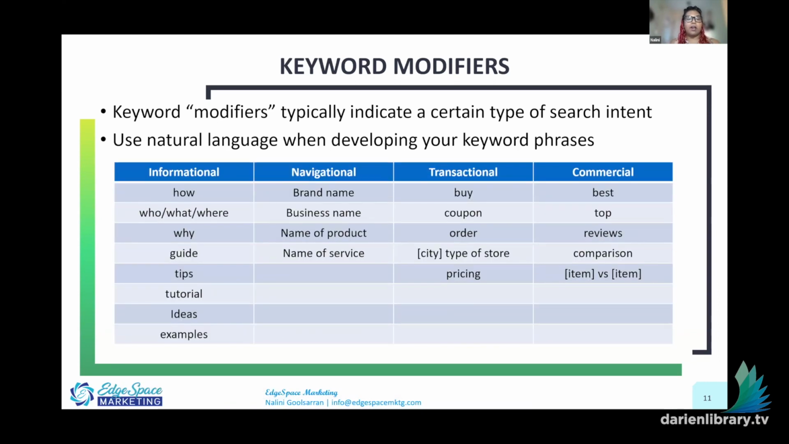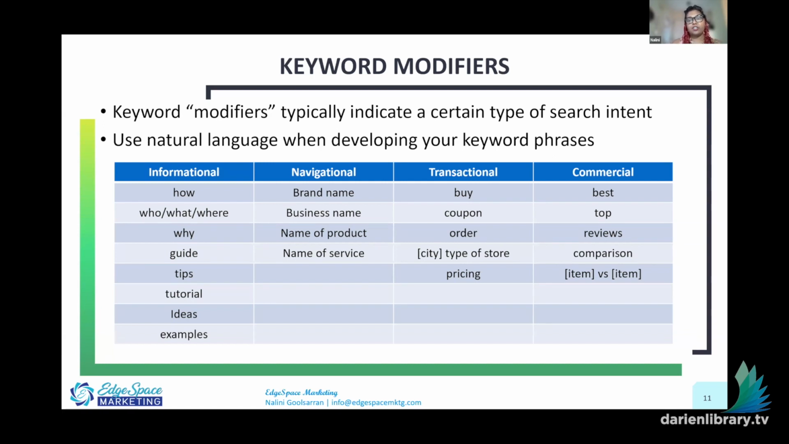So what are some of the modifiers? In the informational space, we're talking about how, who, what, when, well, not so much when, but where, why, guides, tips, tutorials, ideas, and examples. For example, in my world, this may be web design tips, web design best practices, social media strategy tips, how to grow an email list. These are ways of using that modifier to fill in the blanks for what people might be searching for.